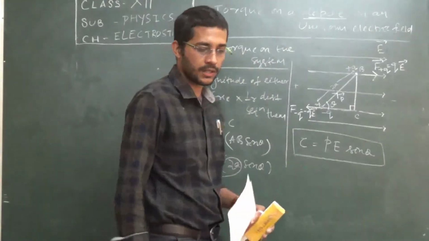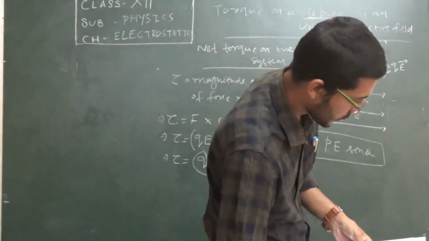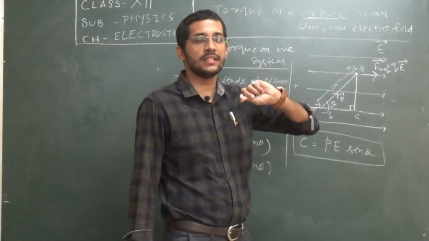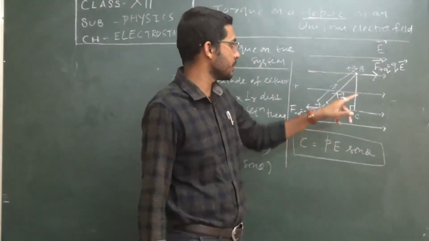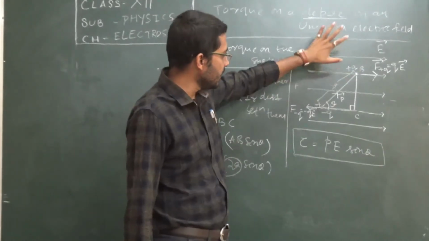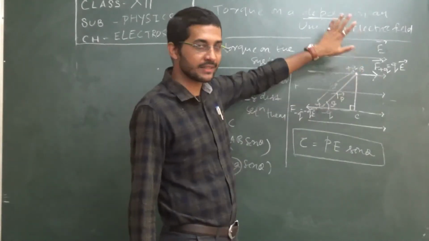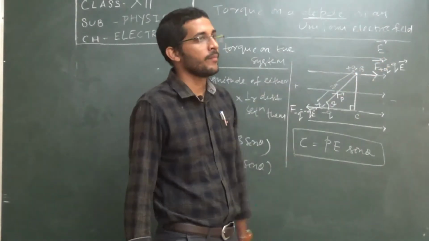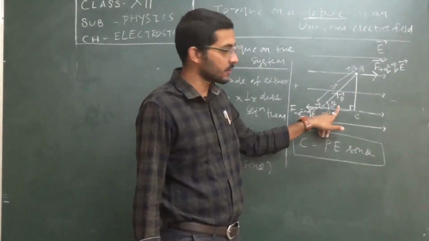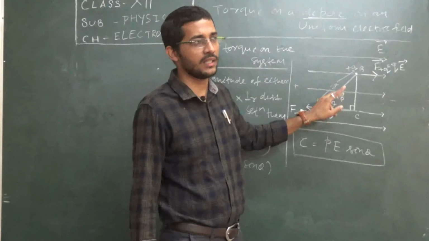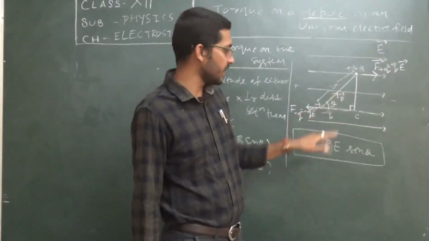So this is the formula of your torque when any electric dipole is placed inside a uniform electric field. Always remember, for non-uniform the case will be different. So this must be a uniform electric field and the dipole must be placed at a random angle with respect to the electric field. Then the cases come: if theta is 0 degree, theta is 180 degree, theta is 270 degree, theta is 90 degree, then how to find the value of torque?